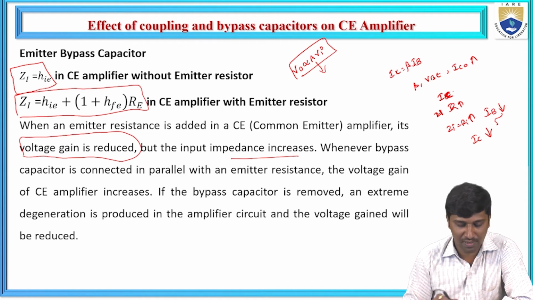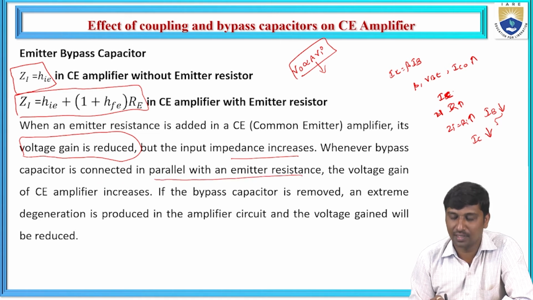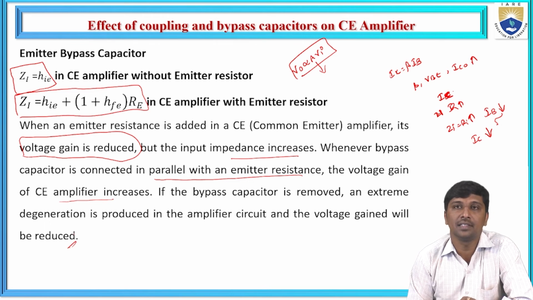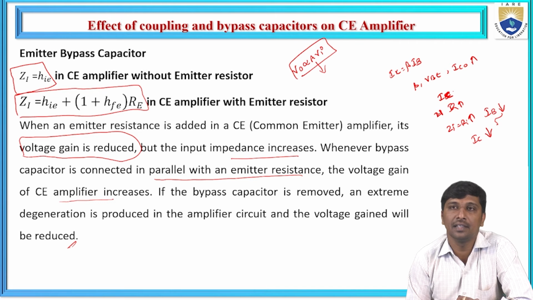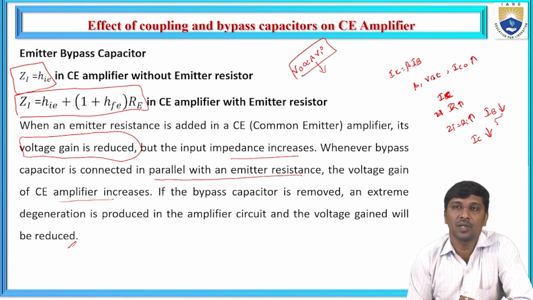To overcome this, we place a bypass capacitor in parallel with the emitter resistance. Then it improves the voltage gain of the CE amplifier. That is the reason. If the bypass capacitor is removed, there is extreme degeneration in the amplifier circuit and the voltage gain will be reduced. So to improve the voltage gain and to compensate the change of collector current with respect to the temperature parameters, we need to use this bypass capacitor.